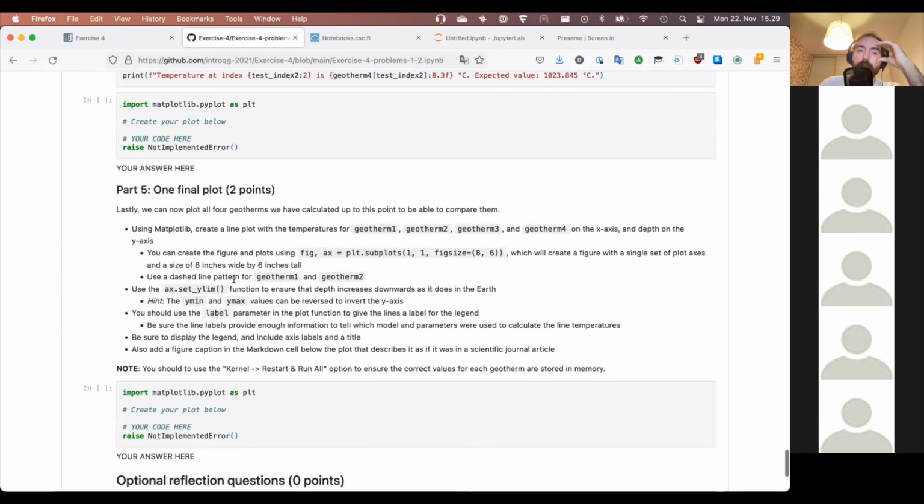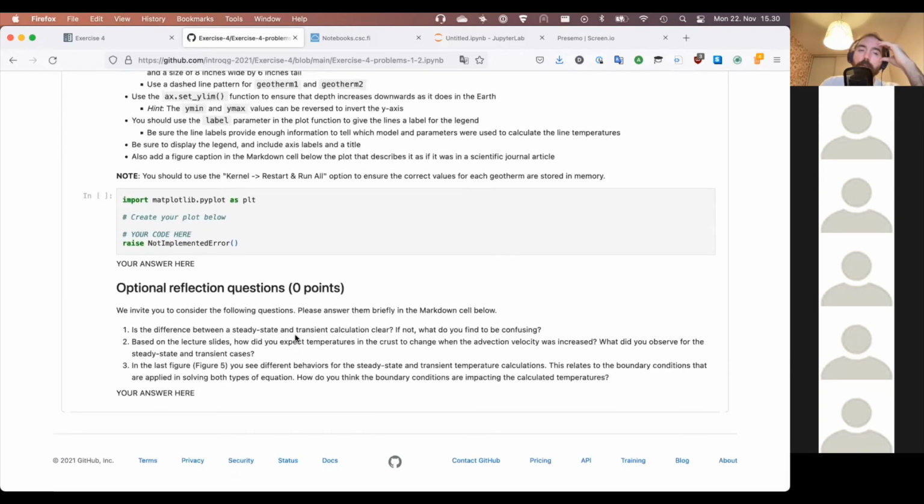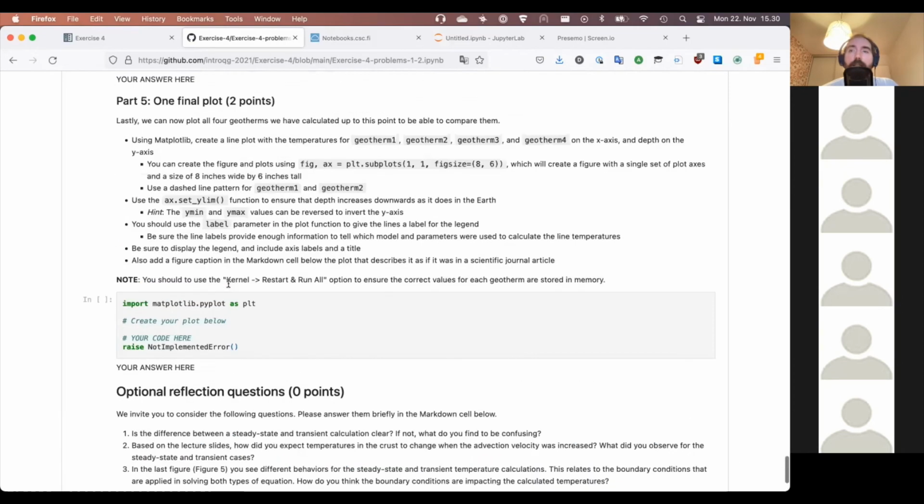And then finally, you make one last plot where you plot the first 2 steady state geotherms along with the last 2 time-dependent geotherms, and you look at how all 4 of them compare to one another. And you'll have an opportunity to then reflect on what you have seen in the optional reflection questions. They are optional. They're not contributing to your grade in any way, but it is useful maybe to take a moment to try to answer these questions just to assess what you've understood from the exercise for this week. So that's exercise number 4.